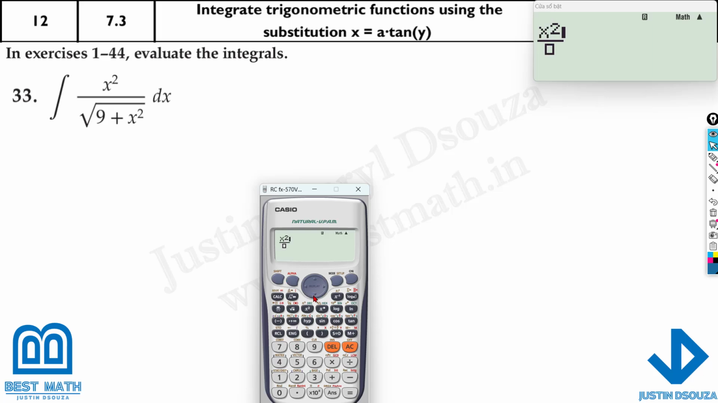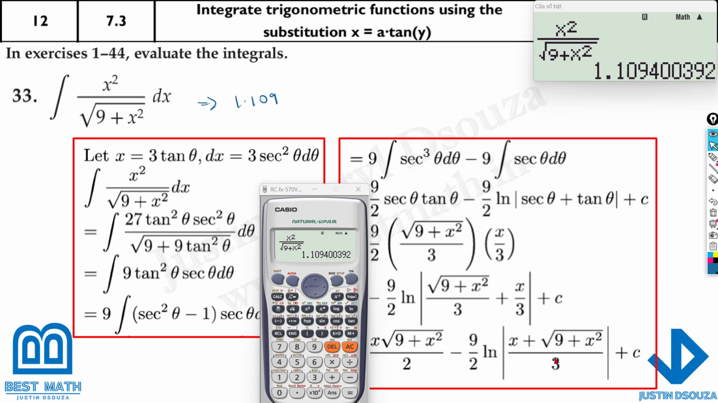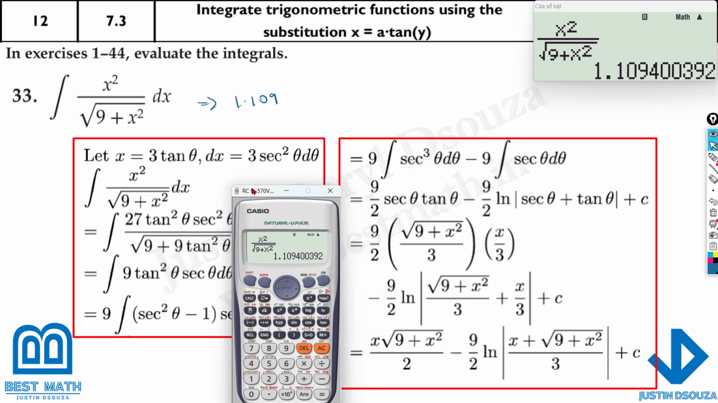It's x squared divided by square root of 9 plus x squared. And what is the calc value? Since it's plus, I can just use 2. I can literally use anything, and you will get an answer. Why? Because it's 9 plus. But when it is minus, you need to be a little bit careful. So here we are getting 1.109. I've used the x value of 2 now. Let's look into the final answer here. Now this is the final answer.